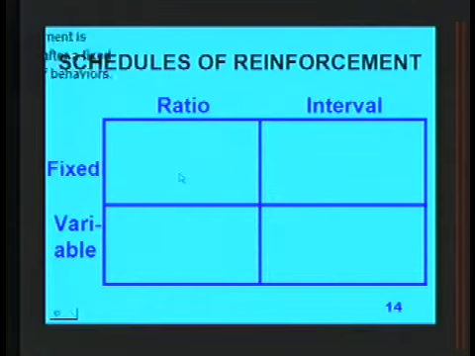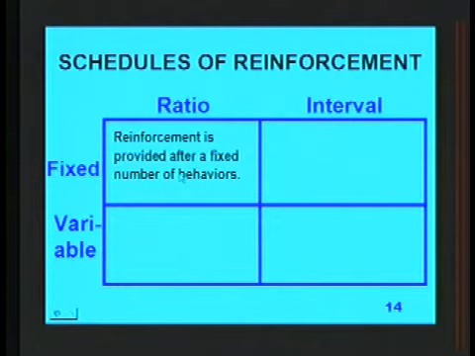So fixed ratio works like this. Reinforcement is provided after a fixed number of behaviors. In other words, the rat in the cage: every 10 hits on the bar, it gets reinforced.